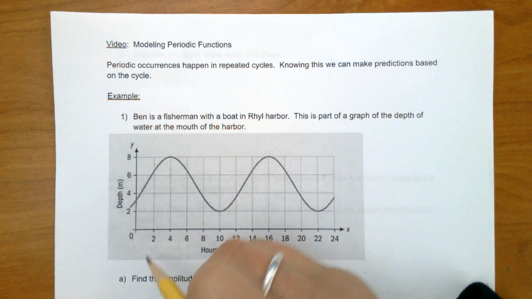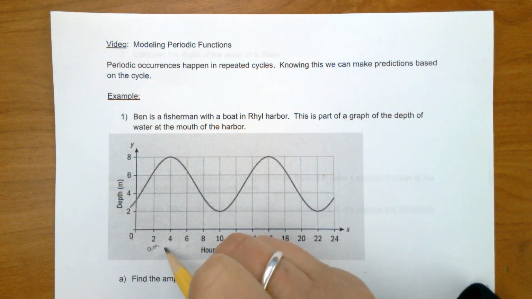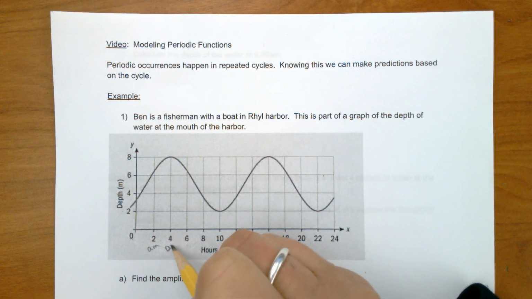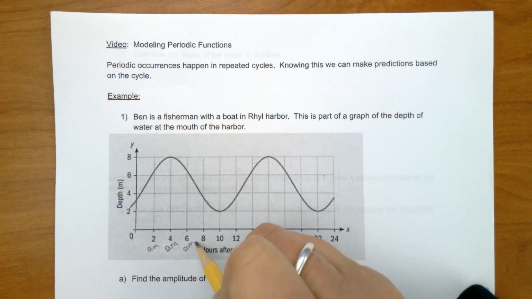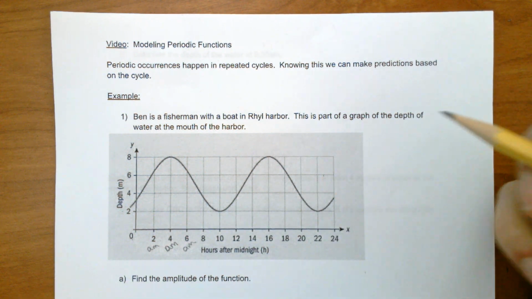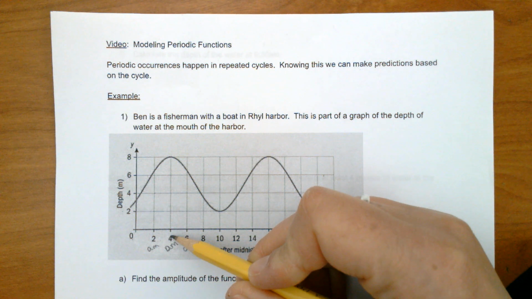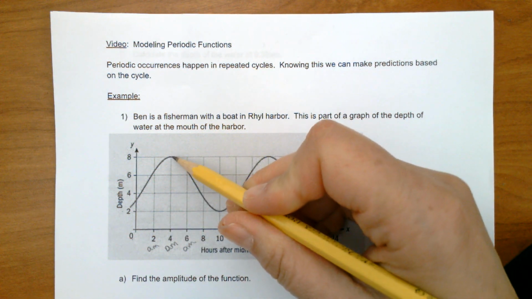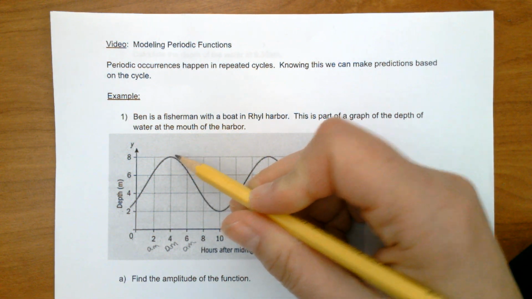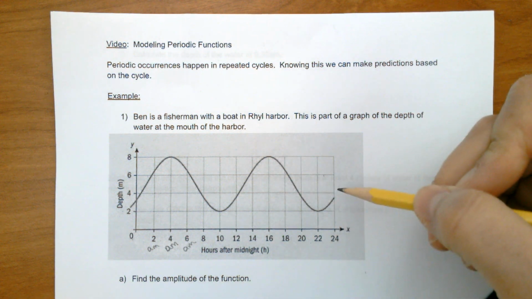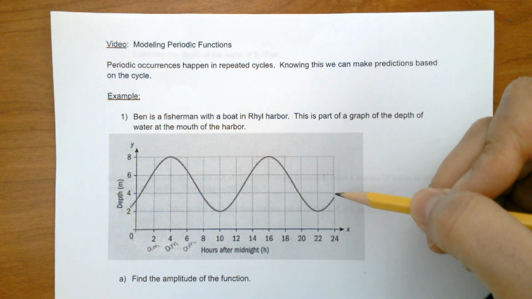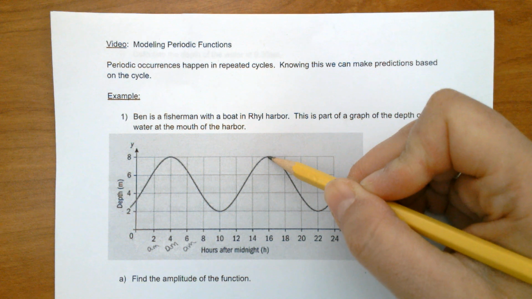2 hours after midnight is 2 a.m. 4 hours after midnight is 4 a.m. 6 a.m. and so on. So at about 4 a.m., we can see that the depth of the water is at its max height of 8. This cycle will not go over a max height of 8.